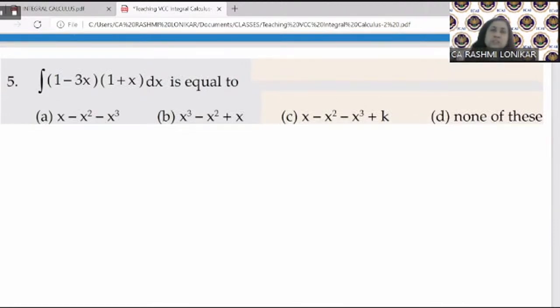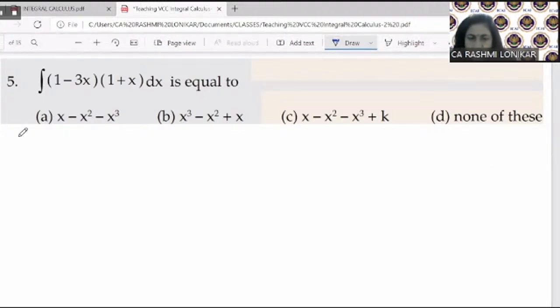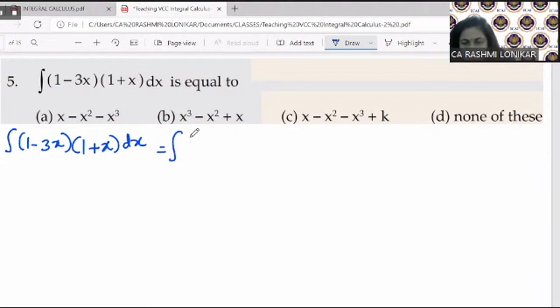Fifth question. Here you can use the UV formula, or you can do it directly by actual multiplication. Either method is okay. Use whichever method is more comfortable. Integral of (1 minus 3x) into (1 plus x) dx. But to be on the safer side, let us multiply this first.